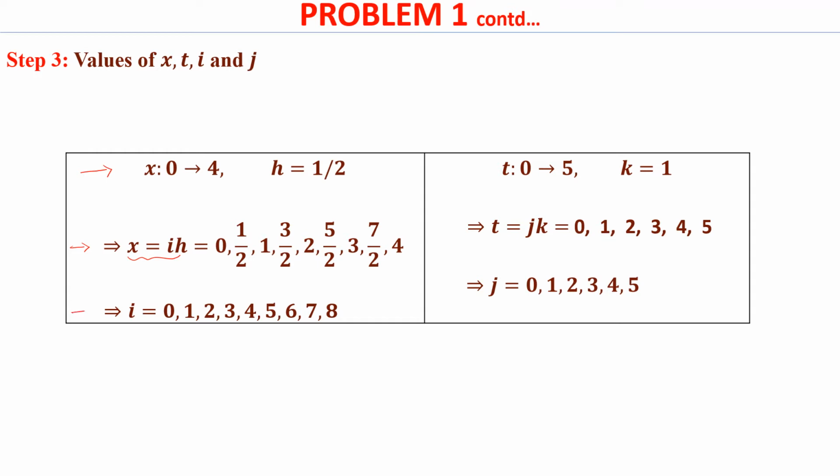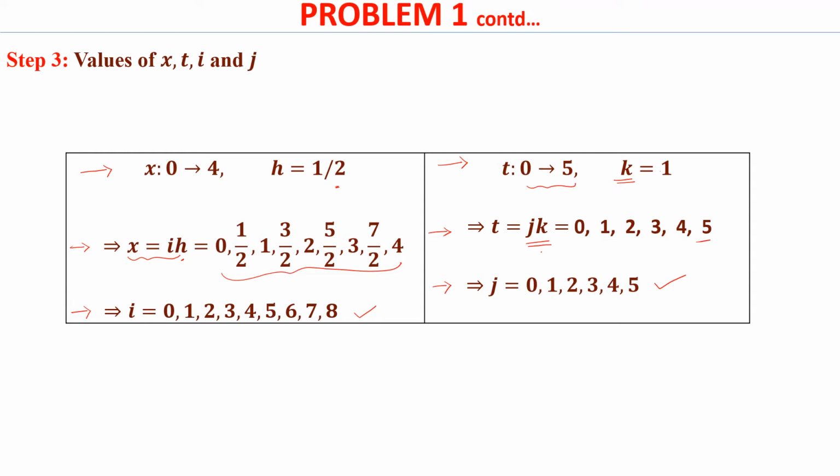Then all these values are divided by h, meaning divided by half, and I get the I values. Similarly, I take the t range and the step size in the t direction. T is nothing but jk in the finite difference form. I split the interval 0 to 5 in steps of 1 to get these values. Then I divide by k. K is nothing but 1. So when I divide each value by 1, the values remain the same. I get the values of I and j finally in step 3.